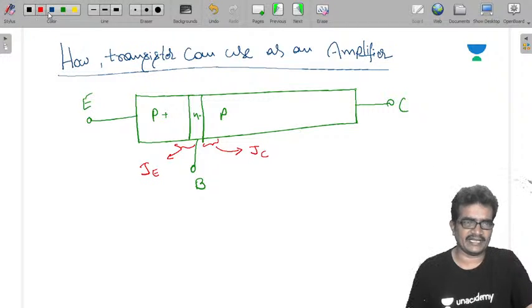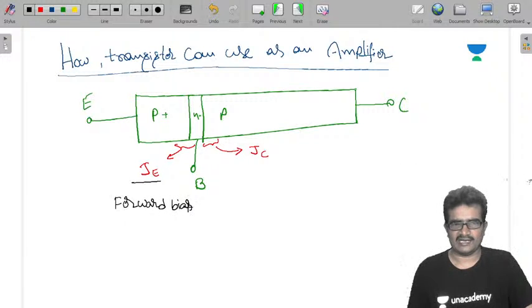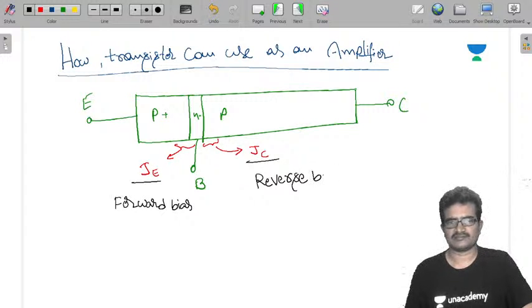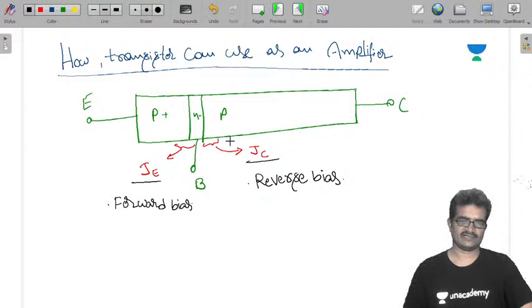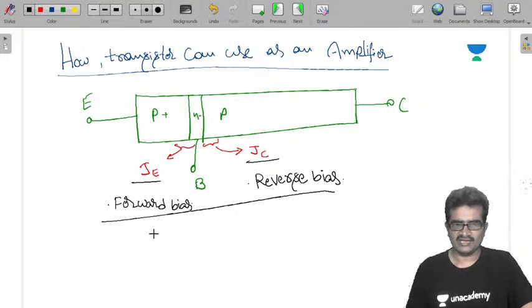Now by operating this junction in forward bias, and operating this junction in reverse bias, we can use the transistor as an amplifier. Operating the transistor like this, with the emitter junction forward biased and the collector junction reverse biased, is called the active region of operation.